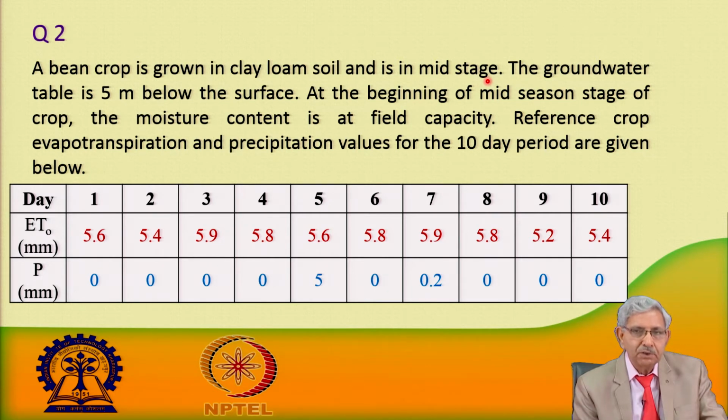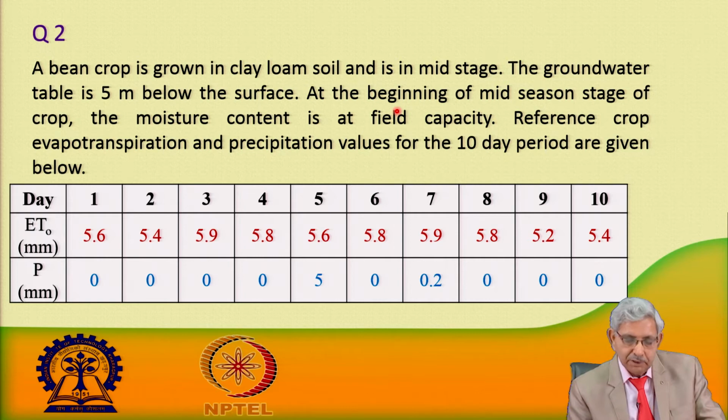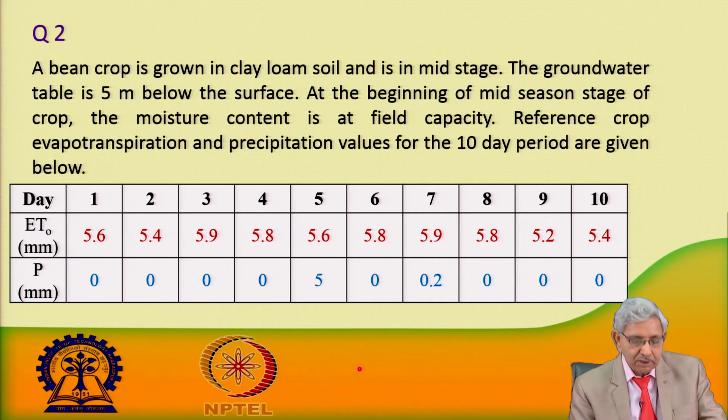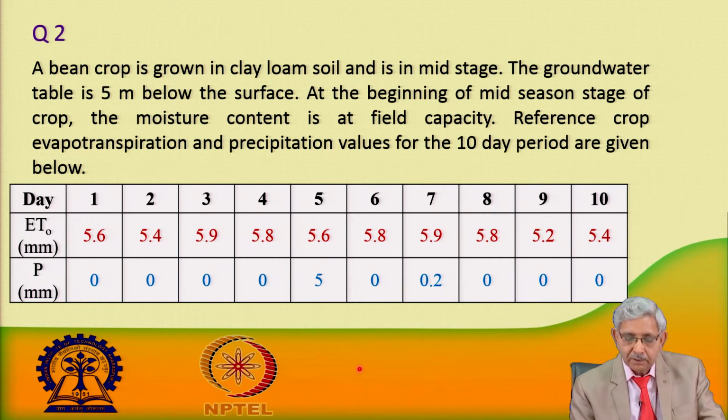So, it is assumed in this question that the capillary water rise contribution from the water table will not take place in this cropped area. And at the beginning of the mid season stage of the crop, moisture content is at field capacity. This is another important piece of information given.